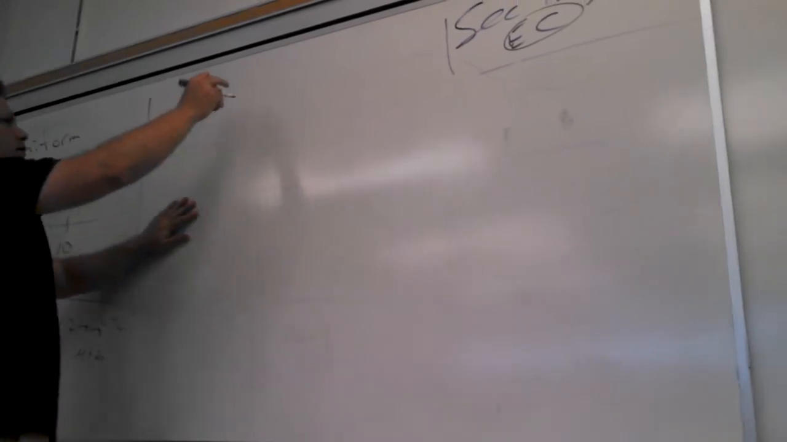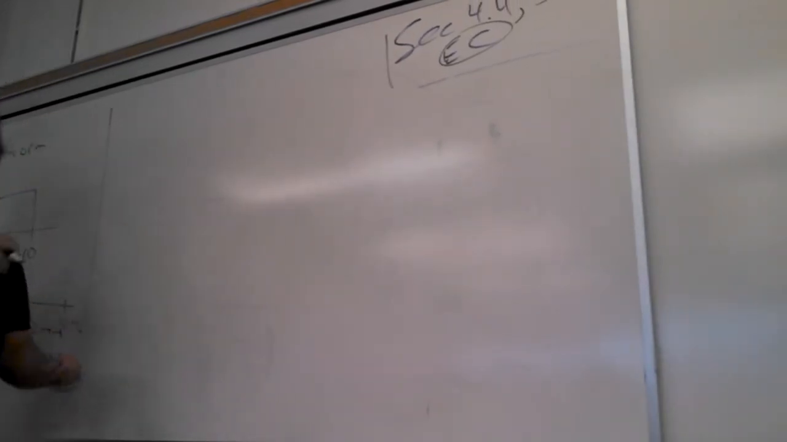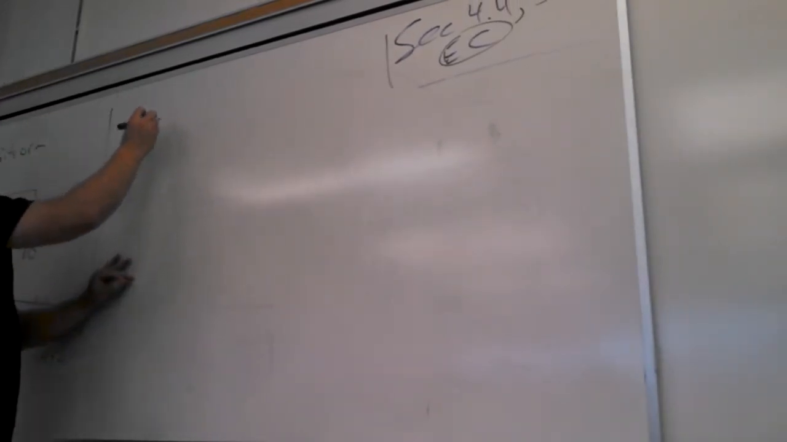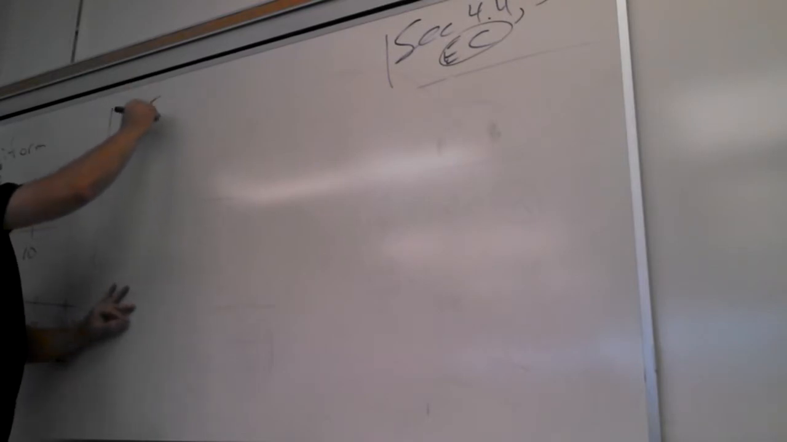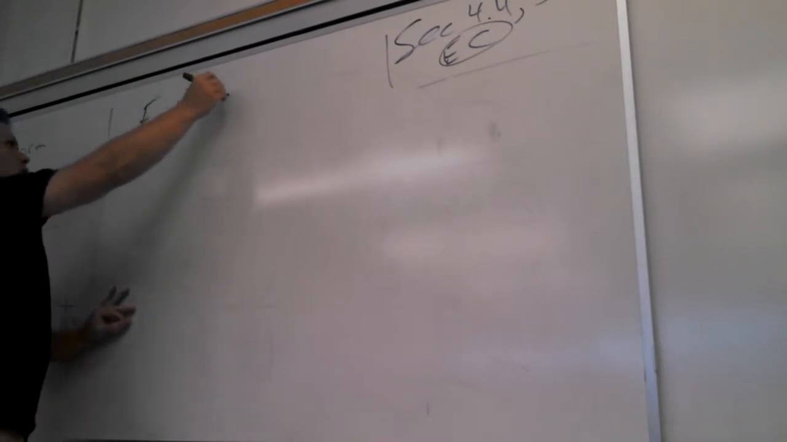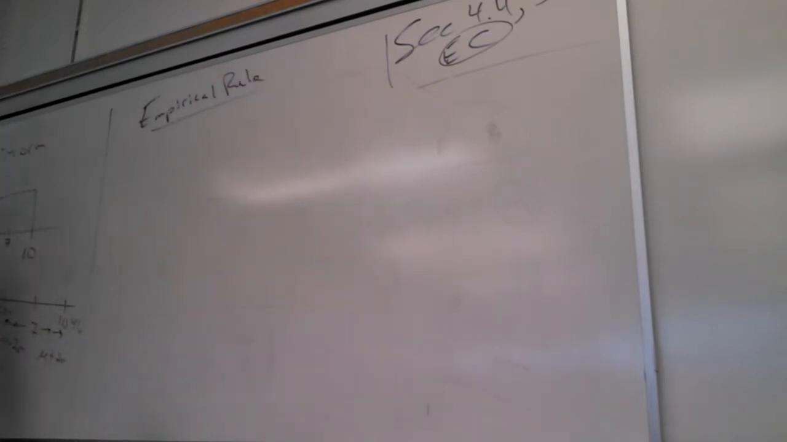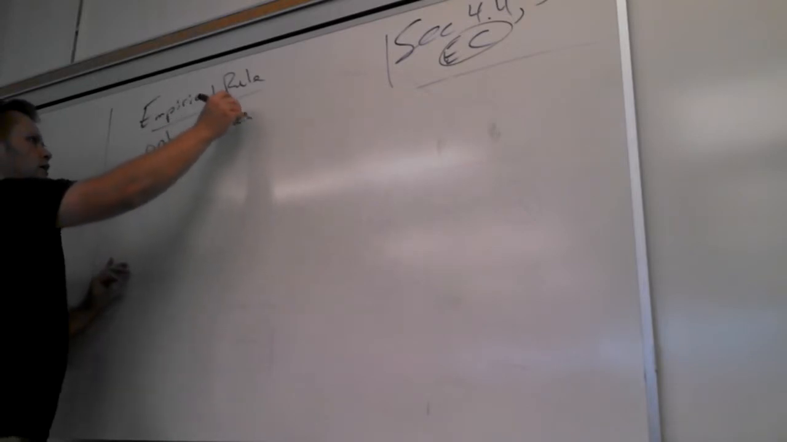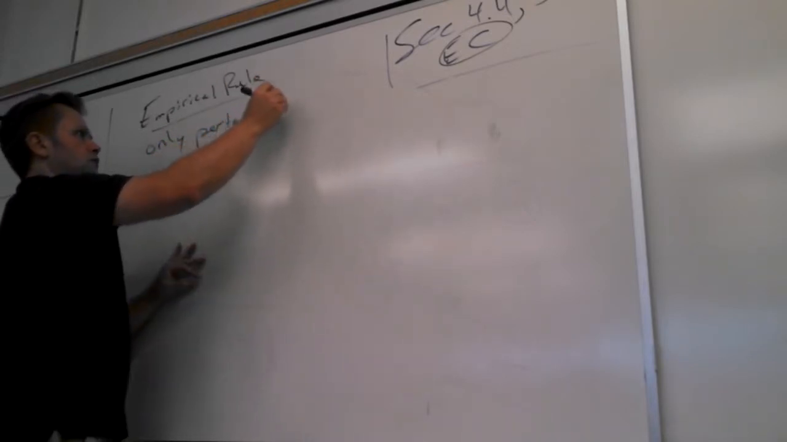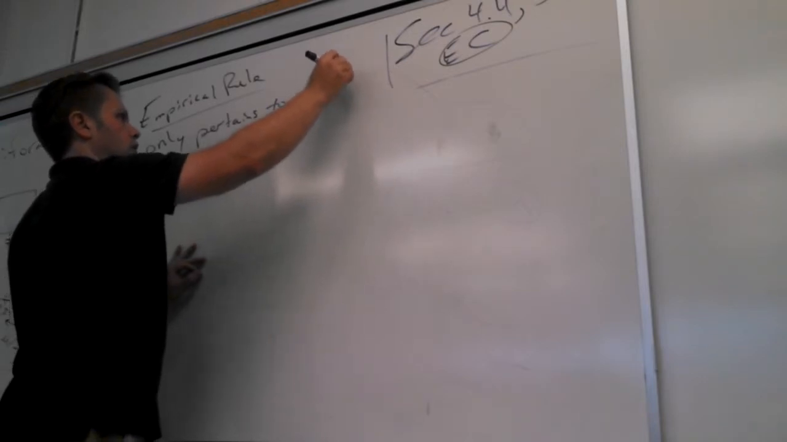So when I have a... I'm torn. I guess I'll just do this because the other thing's not in the book. There's something called the empirical rule. And this only pertains to normal distributions.